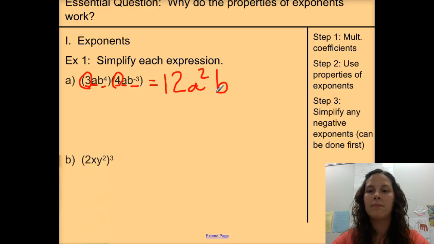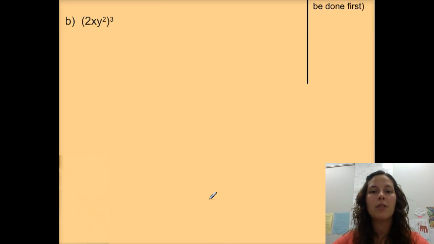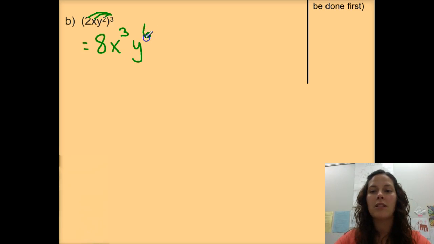And B to the 4th times B to the negative 3, we will add those powers and get B to the 1st power. Our second example, we're simply using our power rules, so we're going to distribute this power to everything inside the parentheses. Again, treat that 2 like a regular number. 2 cubed is 8, x cubed, and then y squared cubed. We multiply those powers together and get 6.